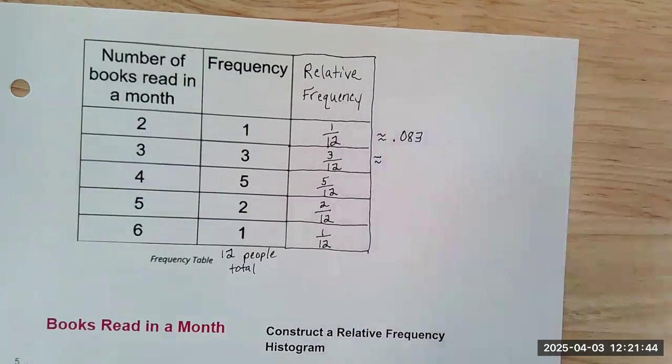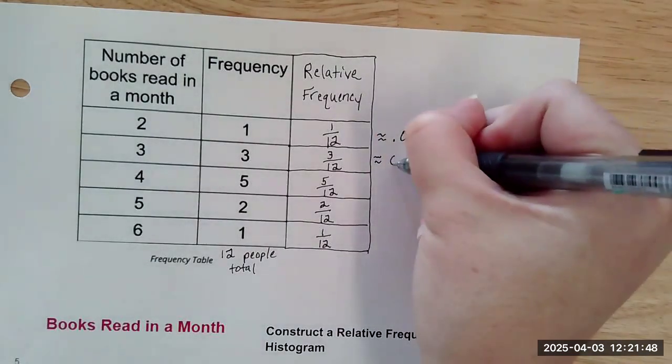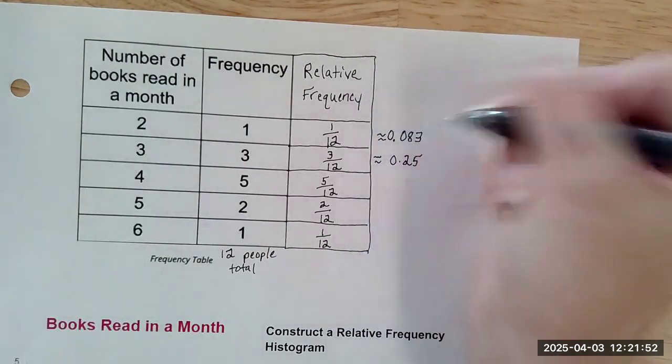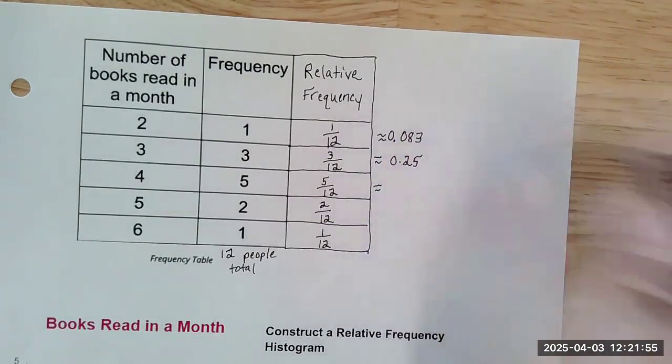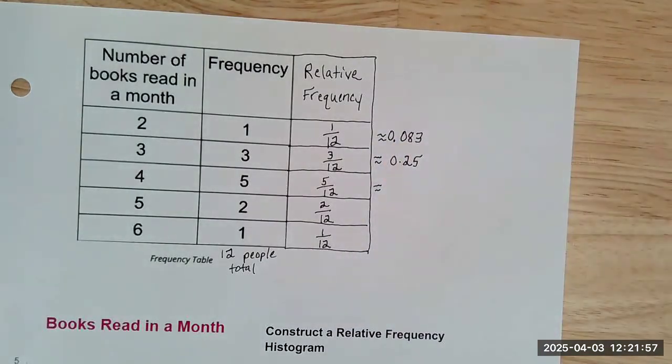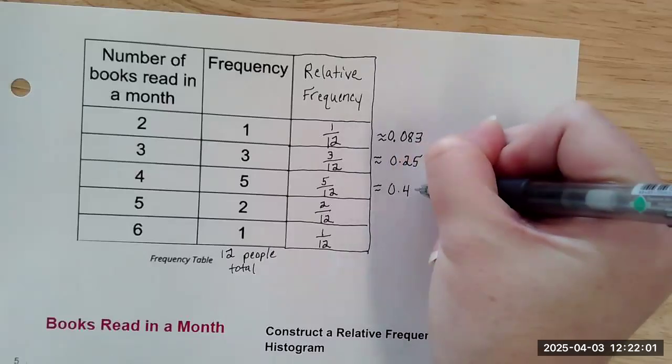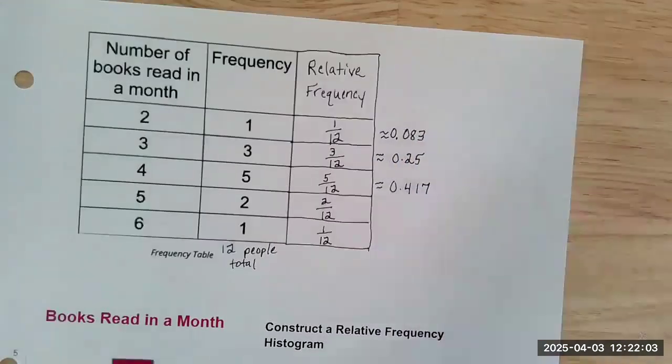Okay. 3/12 is 3 divided by 12. That's 0.25. I should put a 0 in front just for consistency here. Okay. 5/12 is 5 divided by 12. That's 0.417 if I round it.